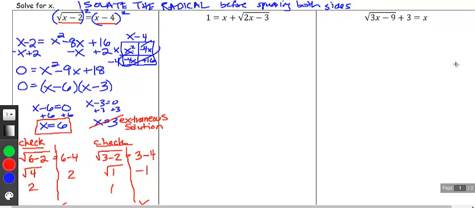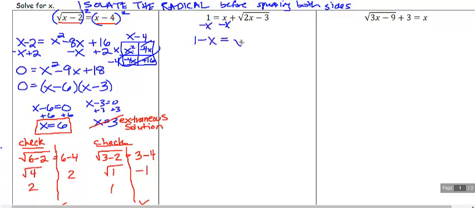make happen here. All right, so remember, we're gonna isolate the radical before we square both sides. So on this problem, here's our radical. It's not isolated though. We have an x plus that radical. This x plus needs to get moved to the other side. So I'm going to subtract x from both sides. Now I have a 1 minus x equals the square root of 2x minus 3. Now it's isolated, and now it's ready for squaring.